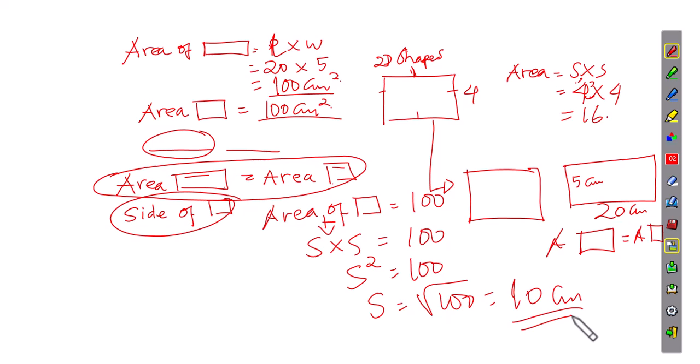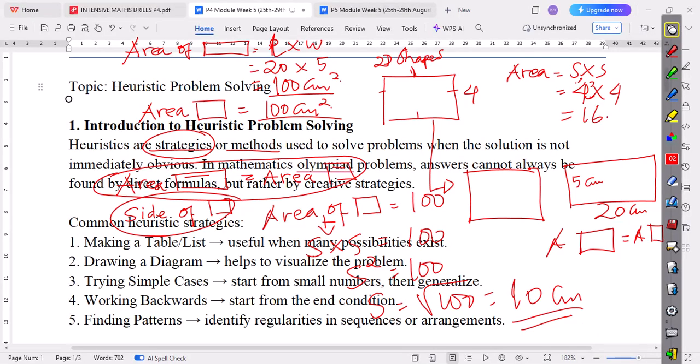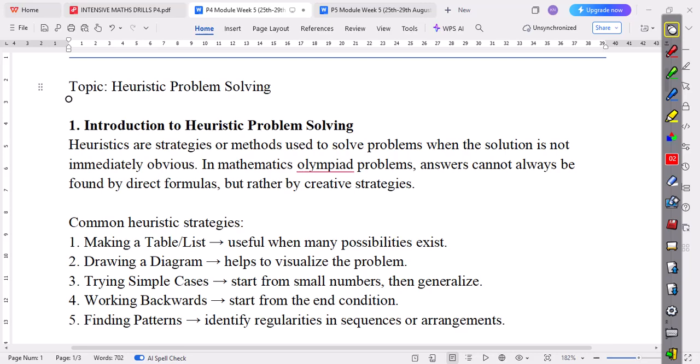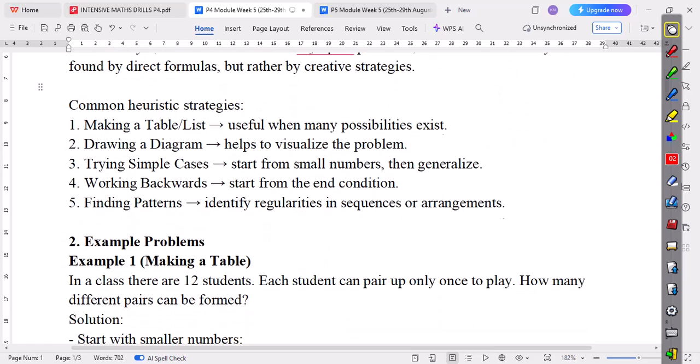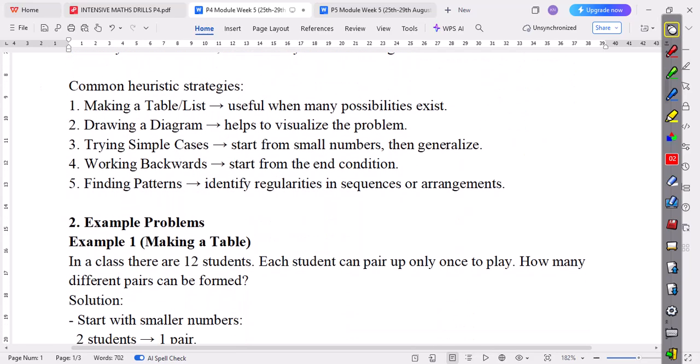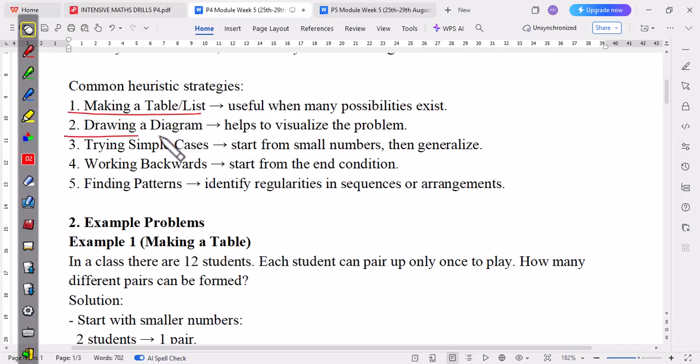There are five strategies to use in heuristic problem solving. The first one is making a table, then drawing a diagram, trying simple cases, working backwards, or finding patterns. We will learn how to apply these to questions, one at a time.